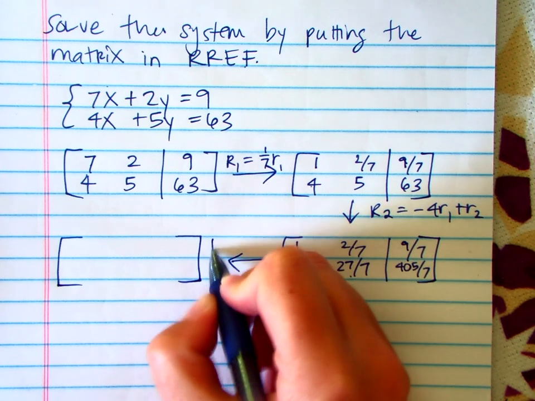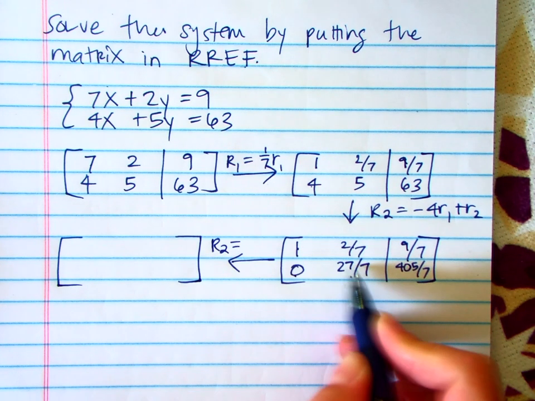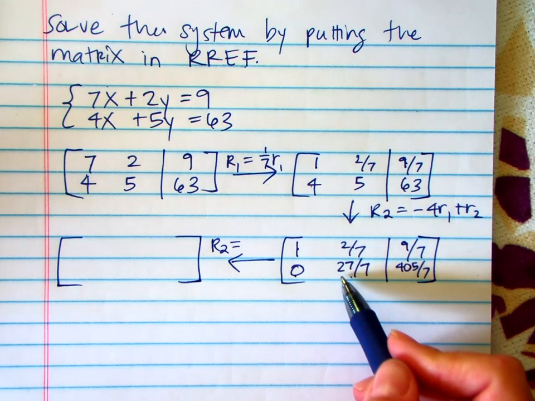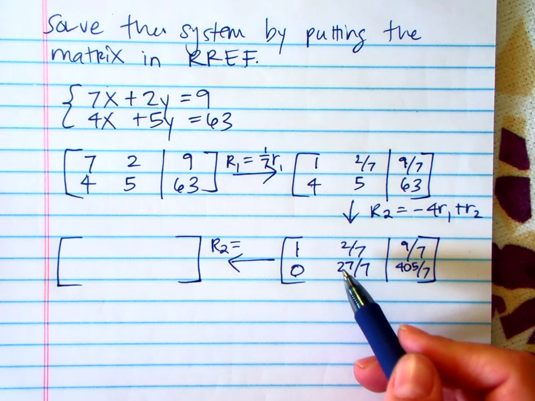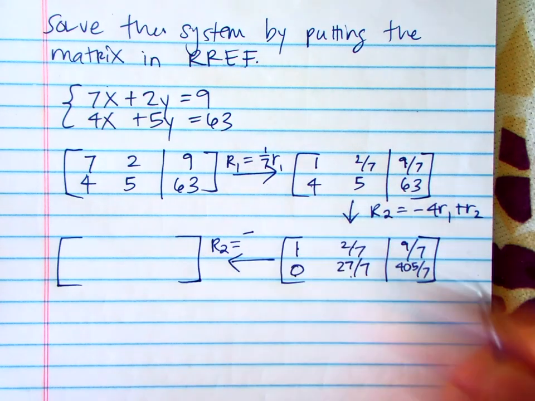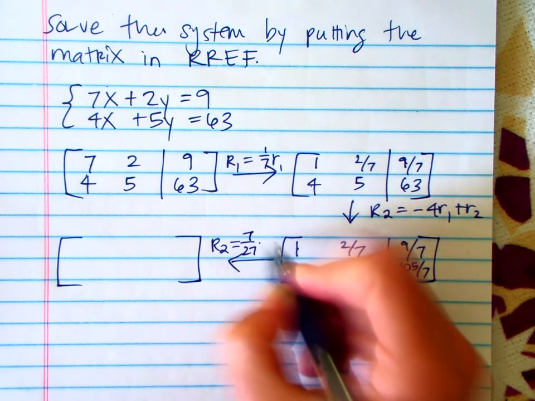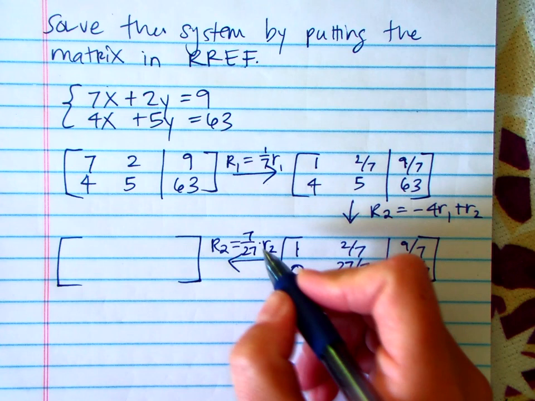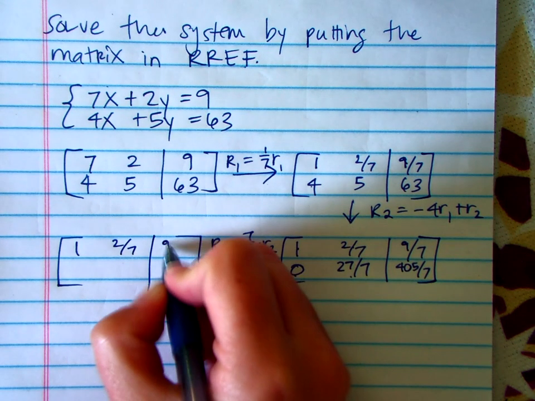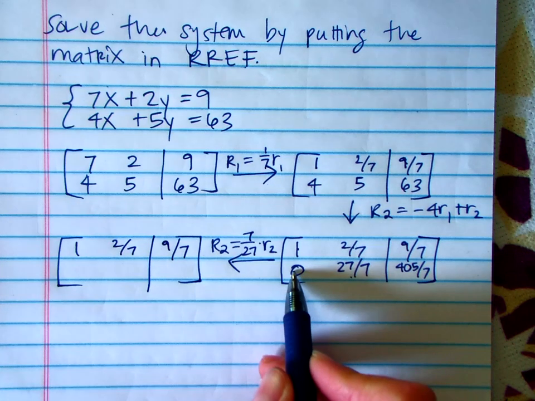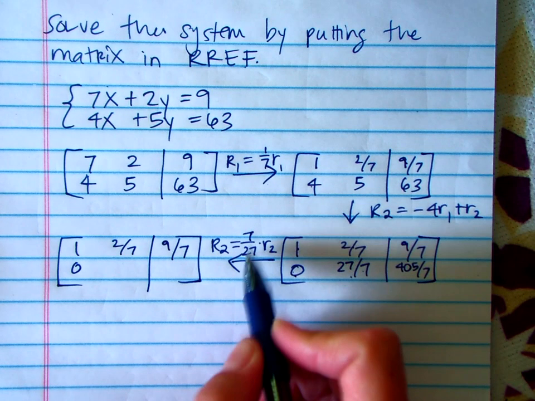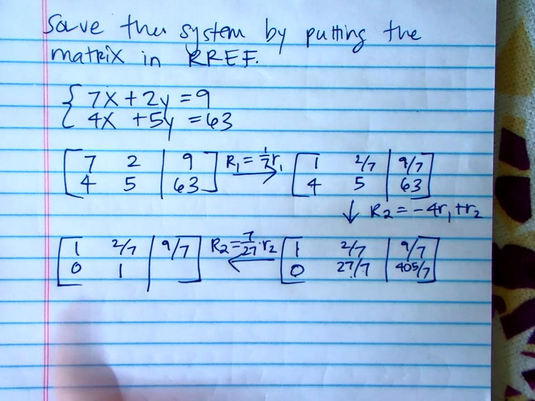So if I want a new row 2, and I want this to be 1, well, how did we get a 1 previously? We divided that number by itself. So I'm dividing 27/7 by 27/7, which really means I'm multiplying row 2 by 7/27. I'm multiplying by the reciprocal. So I'm not changing row 1. I am changing row 2. If I multiply 0 by anything, it's still going to be a 0. 27/7 times 7/27 is 1. That's what I wanted. Yay, we did it.